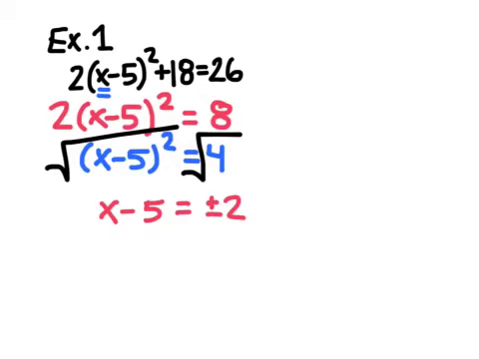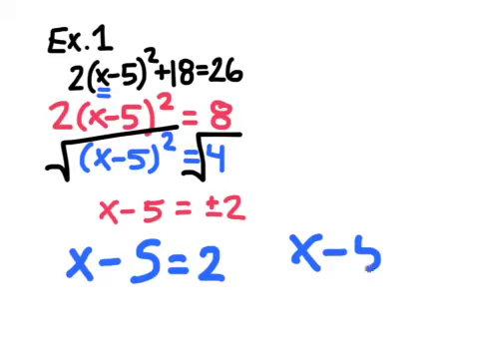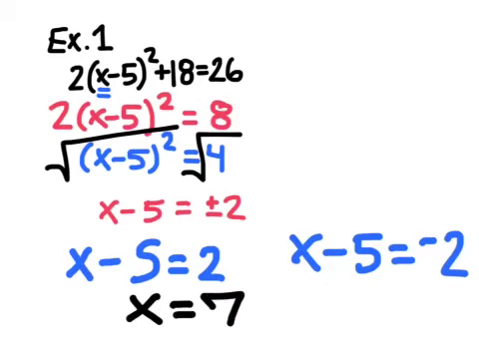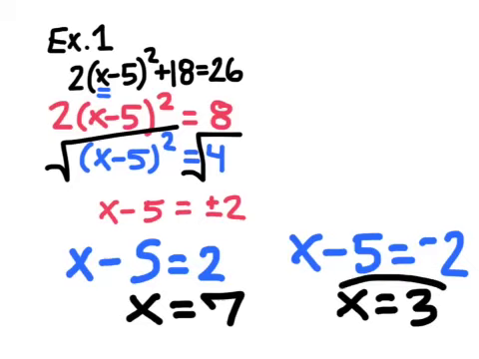So now we just have two little equations to solve. We know that x minus 5 could be equal to 2, or x minus 5 could be equal to negative 2. And solving those, we have our two solutions, that x equals 7, or x is equal to positive 3.